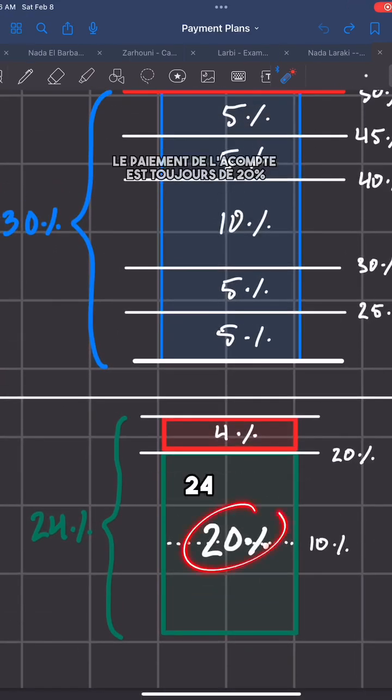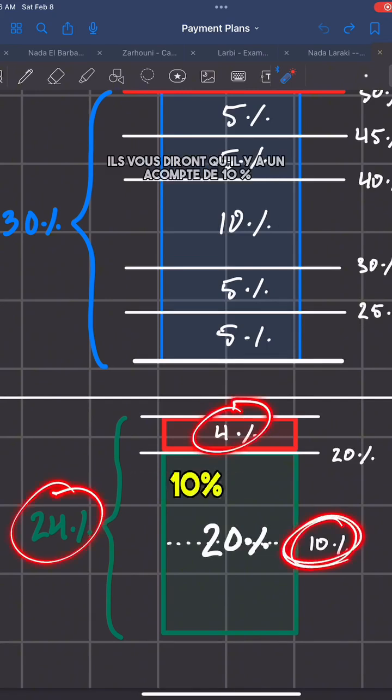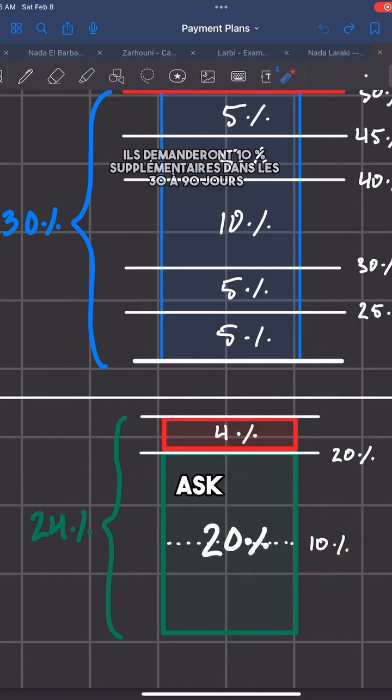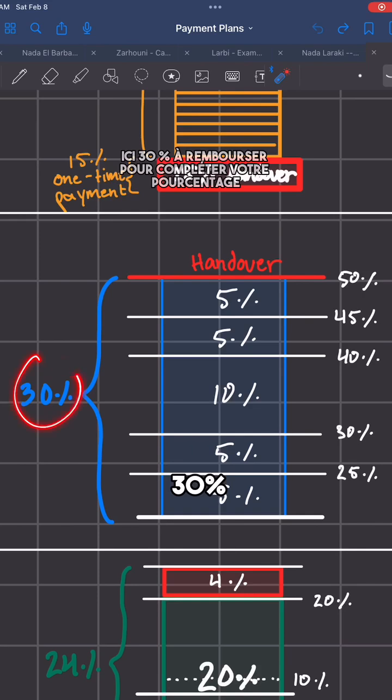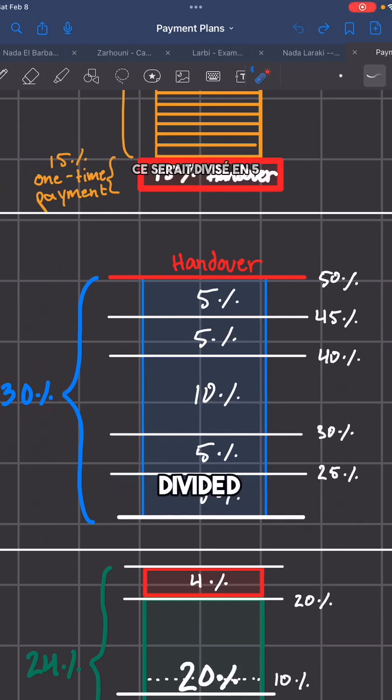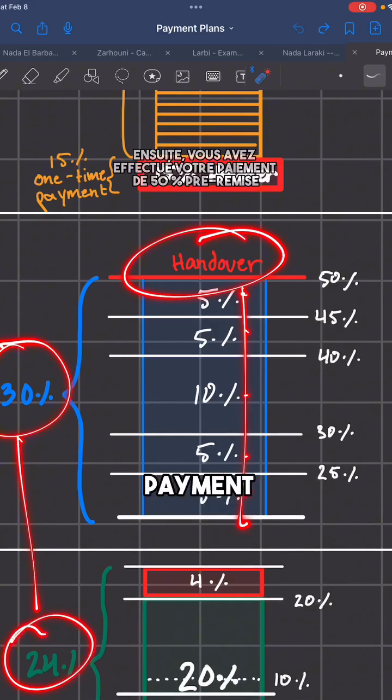Let's look at these in more detail. The deposit payment is always 20% plus your 4% DLD for a total of 24%. Sometimes they'll tell you that there's a 10% down payment, but usually they'll ask for another 10% within 30 to 90 days. So let's just consider it always 24% as standard. Here, 30% is to be paid to complete your 50% pre-handover. So here, for example, it would be divided into 5, 5, 10, 5, 5 for a total of 30. And once you've completed these, you've completed your 50% pre-handover payment in total.